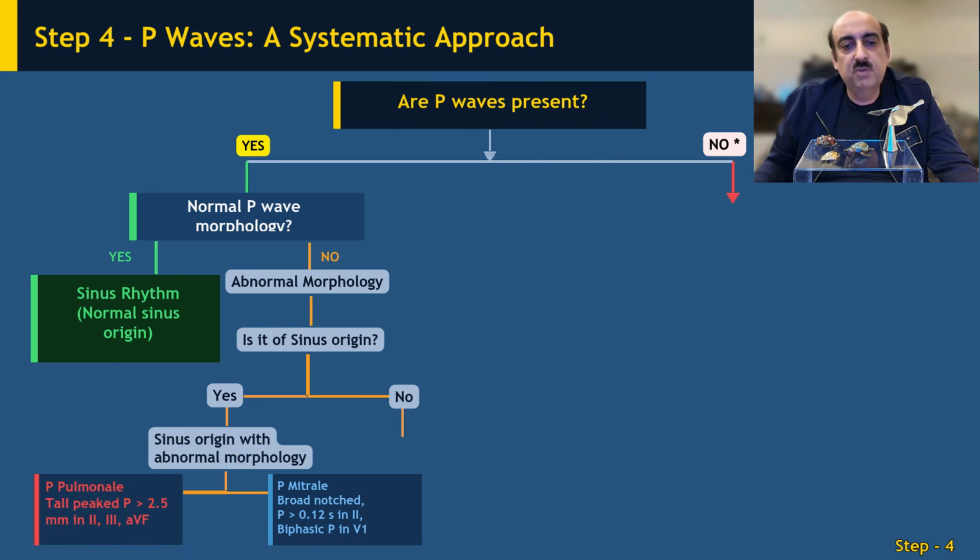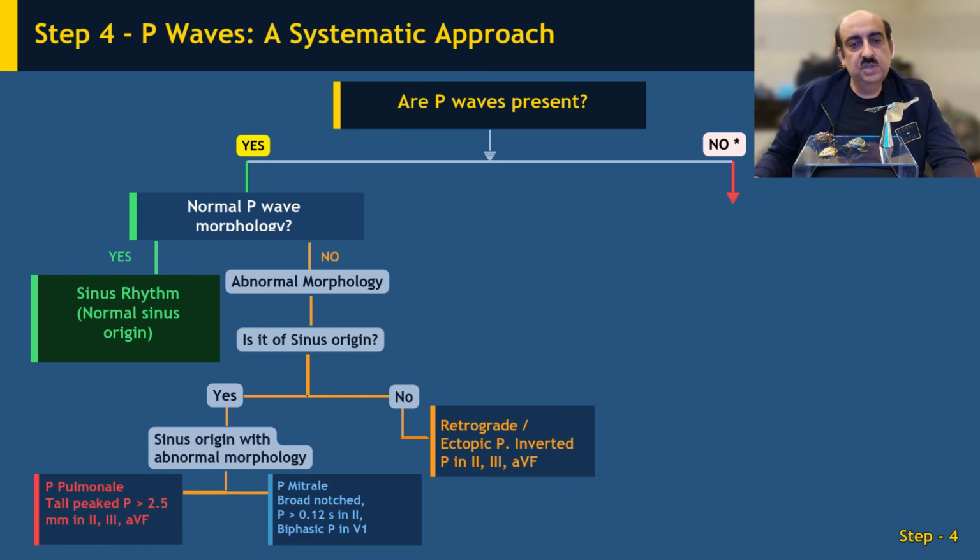Because it could be P pulmonale, which means a tall P wave, more than 2.5 millimeters in height in leads 2, 3 and AVF, or it could be P mitrale, which means a bifid P wave, like an M shape, more than 3 small squares wide, more than 0.12 seconds in lead 2, and also biphasic in lead V1. So it's an abnormal morphology, but of sinus origin.